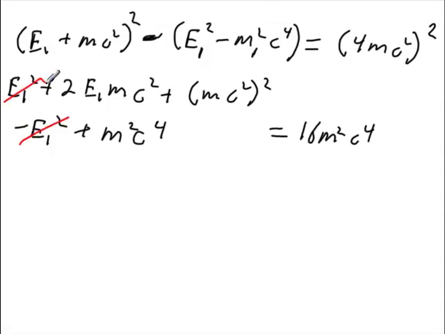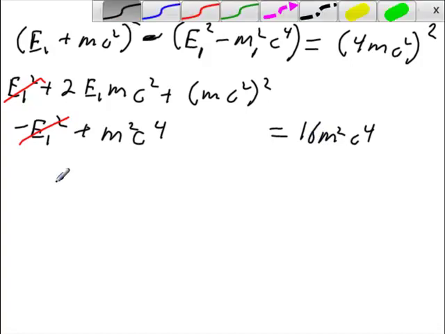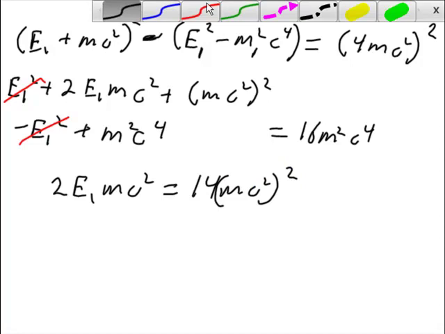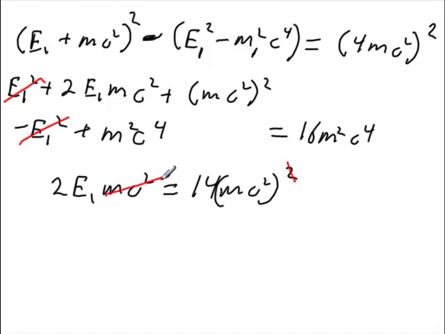First off, these E1 squareds cancel. Most of the energy of that first particle, the original electron, goes into maintaining conservation of momentum. That's why those cancel. These two reinforce. That'll give me 2 m squared c to the fourth, which I can bring over here and subtract from the 16 m squared c to the fourth. What I end up getting is 2 E1 mc squared equals 14 mc squared squared. One factor of mc squared cancels. The 2 cancels, leaving me with 7.